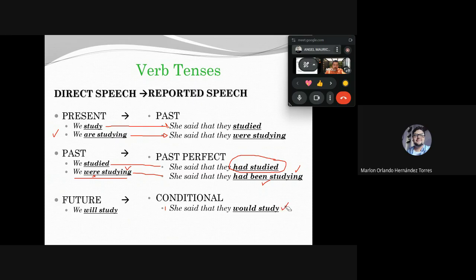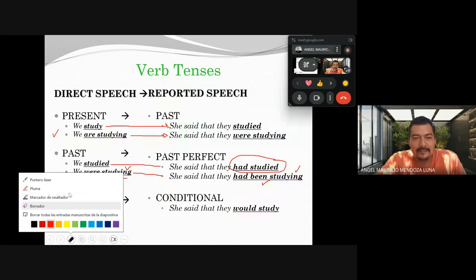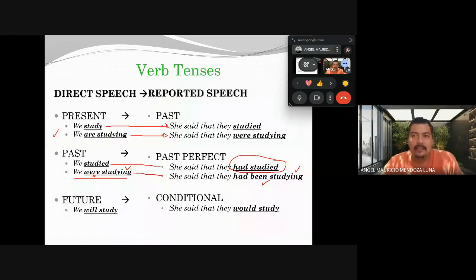Estudiaremos y ella dijo que estudiaríamos. Yes. Notice, estudiaríamos. That's conditional in Spanish. Estudiaríamos. Got it?